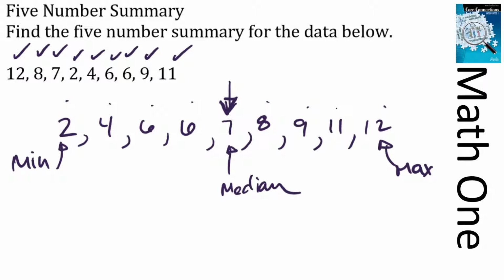If we had an even number of data points, the median would be the average or the mean of the two middle ones. We'd add them and divide by 2. But since this is an odd data set, there is exactly one value in the middle.